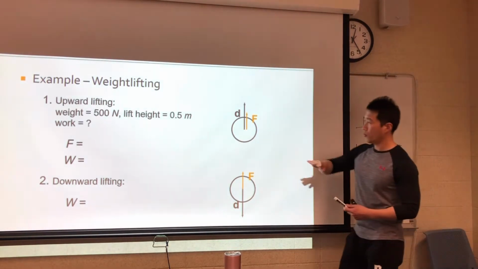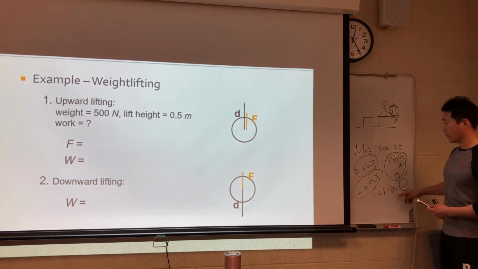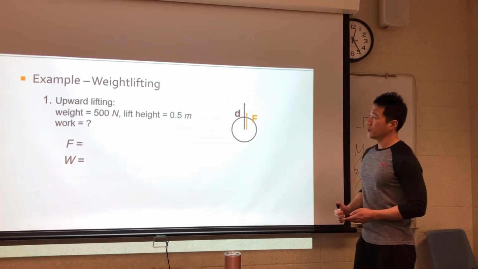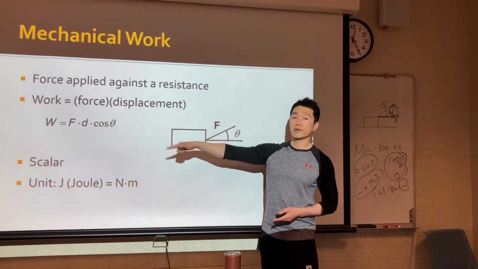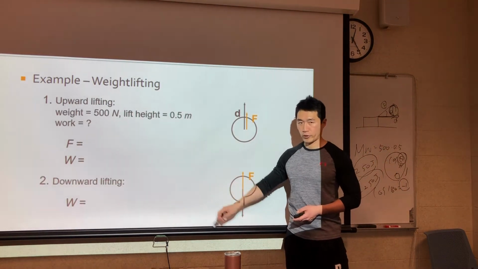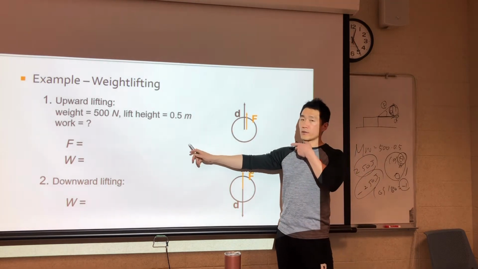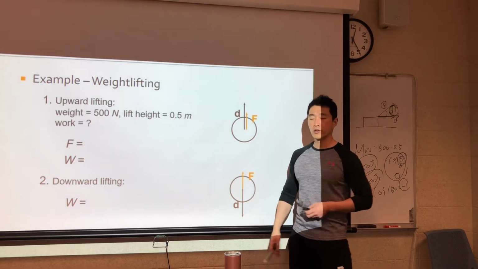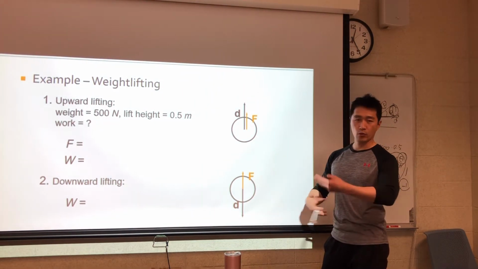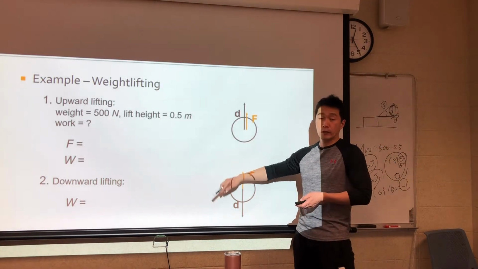250 joule for upward and downward, negative 250 joule, due to the angle between force and displacement. Still, as you learn, work is a scalar quantity, but you will be able to have positive work and negative work. In mechanical work, the sign, positive or negative, does not mean the direction of the mechanical work. It just means energy generation or energy absorption. That's why you can still have a positive or negative sign for mechanical work.